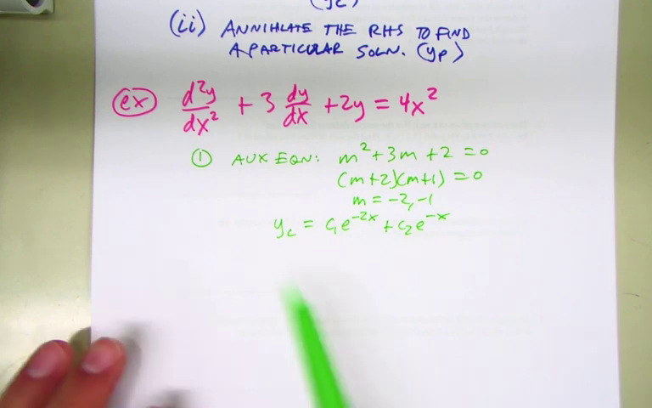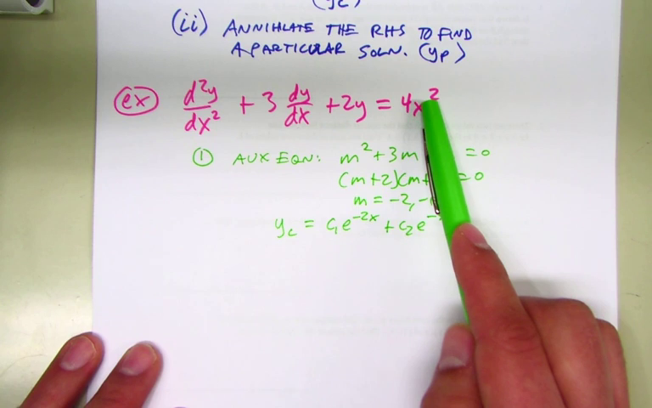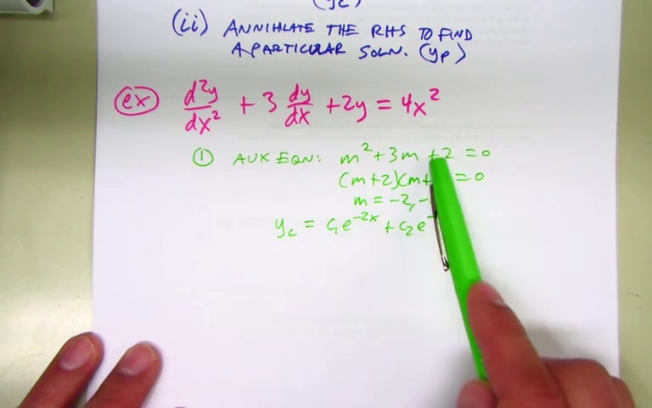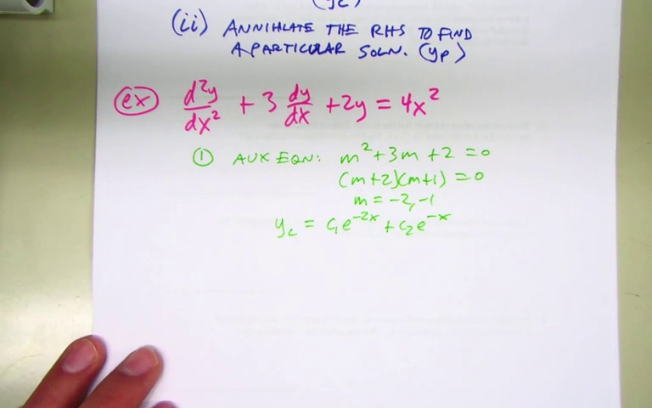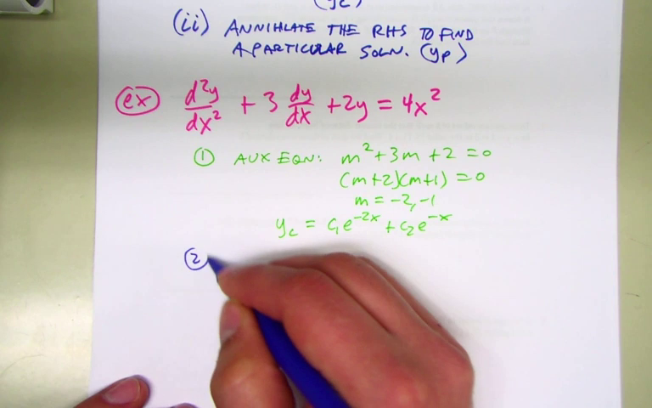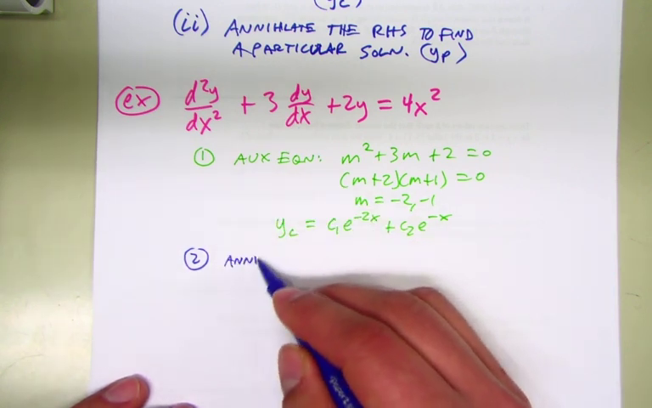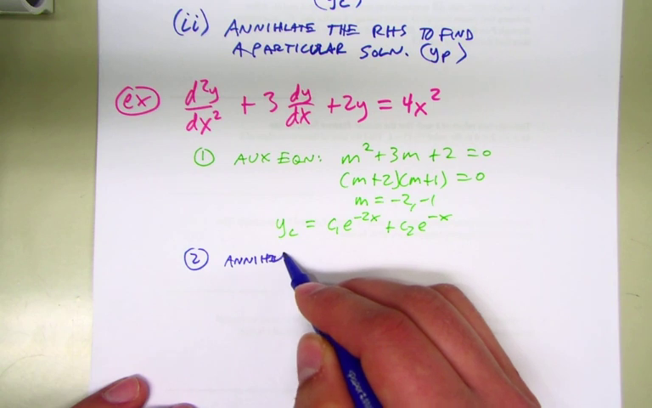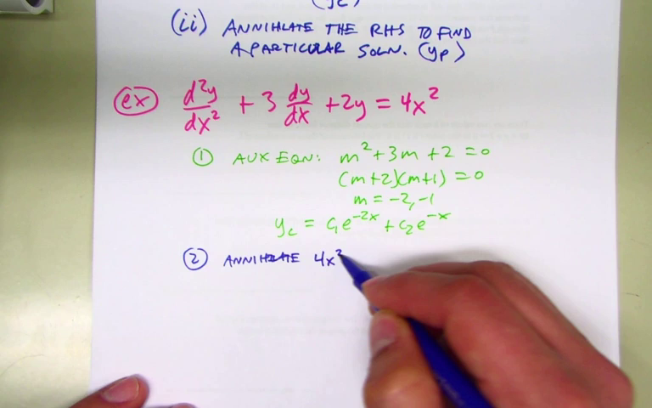Okay? So again, first step, pretend that this is not even there and it's equal to 0, and solve it just like we have been. So find the auxiliary equation, find the roots, and there's the solution for that, which we call the complementary solution. The second step is now going to be to annihilate the function over here, 4x squared.